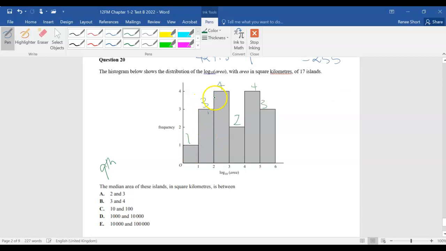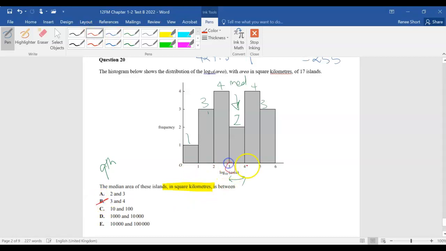So 1 plus 3 gives me 4. 4 plus 4 is 8. So the median is in here. It means the median is between 3 and 4. And if we go back and read the question note, it says the median of these areas of the islands in square kilometres. So it wants me to undo the log. So lots of us said B, which is actually incorrect.